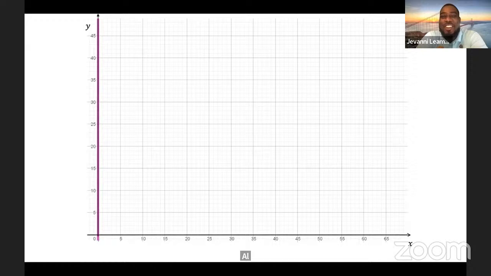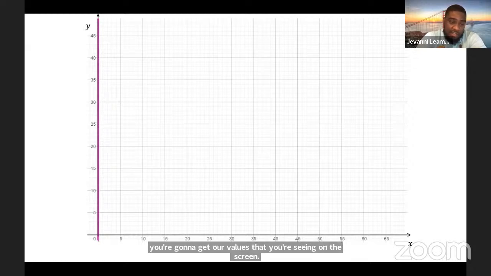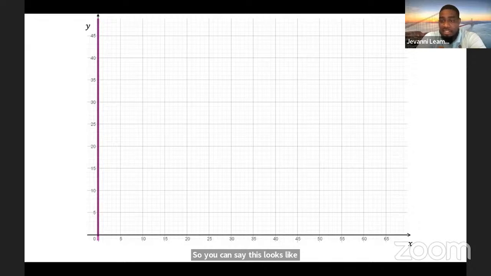Oh, and remember your graph paper. I totally forgot about the graph paper. Remember to plot this on your graph paper, not just taking a screenshot or a picture of this. You want to actually plot it for yourself and see if you get the values that you're seeing on the screen. This looks like 1 centimeter to 5 units on both the x and the y axis. So that's something to note as well.